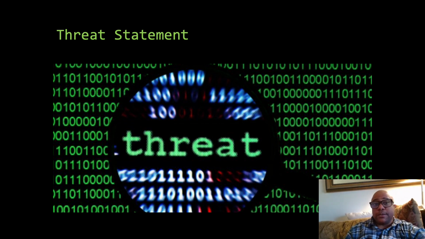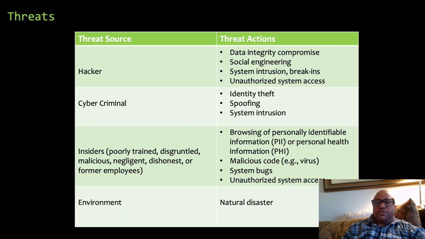Now we'll go into the threat statements. Similar to the vulnerabilities, our team identified several key threats. The first is a hacker, a cyber criminal. The threat actions that they would use would include data integrity compromise, which we just discussed a few minutes ago, social engineering, just using deception to gain access to the system, system intrusion and break-ins, which fall under that, and unauthorized system access.